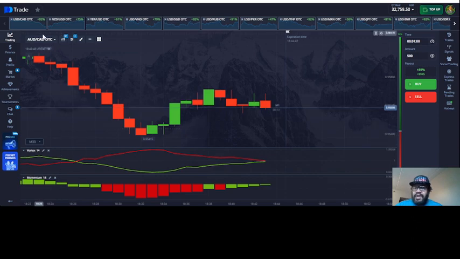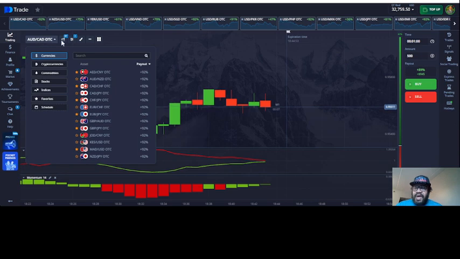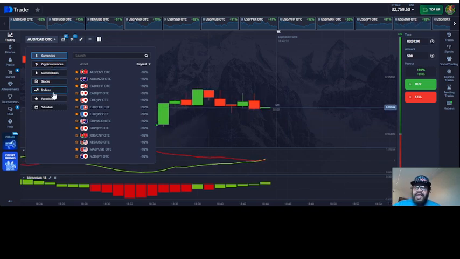So if we click on our assets icon here to the left, Pocket Option has various assets available to trade. They have currencies, cryptocurrencies, commodities, stocks, and indices. I'm going to be focusing on OTC currency pairs currently. So if we click on the currency icon, this drop down menu pops up.